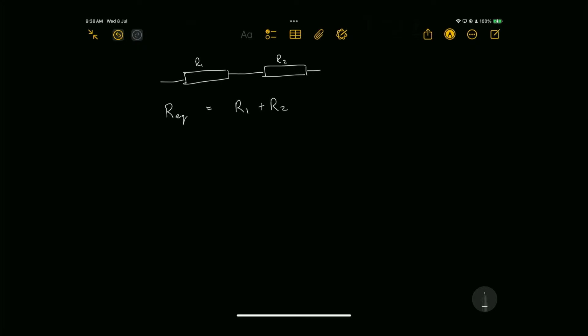And if we have them in parallel now, so let's say we have R3 and R4. What is the equivalent resistance in this case? One over R3 plus 1 over R4.